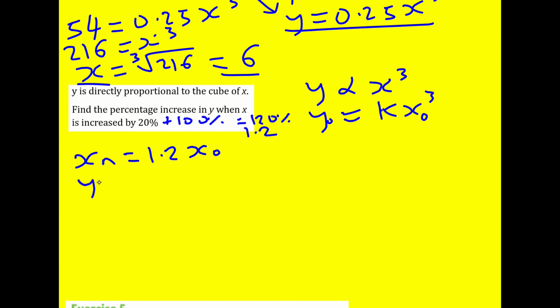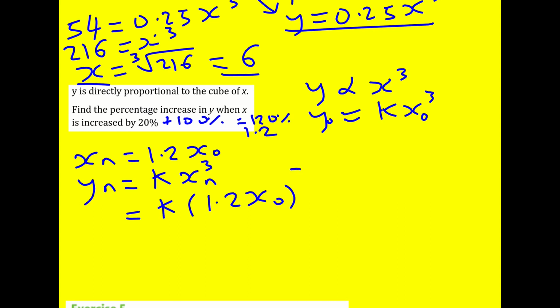So if I want to work out what y new is, then of course it's going to be k x new cubed, but then I can substitute in for my x new. I can write k times 1.2 x old, cubed, and I can expand this out. I can do k times 1.2 cubed times x old cubed. Notice what I've done with the power there.